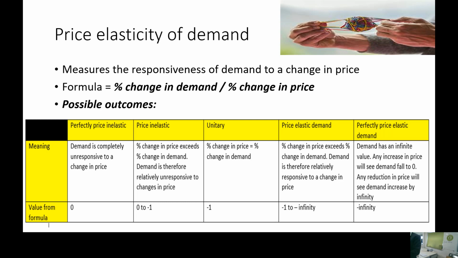Now, what this would mean is that demand is completely unresponsive to a change in price. So, for example, if we were to increase price by 50%, it might not affect demand in the slightest. So from the formula, that would be 0% change in demand divided by a 50% change in price. Well, that's a score of 0.